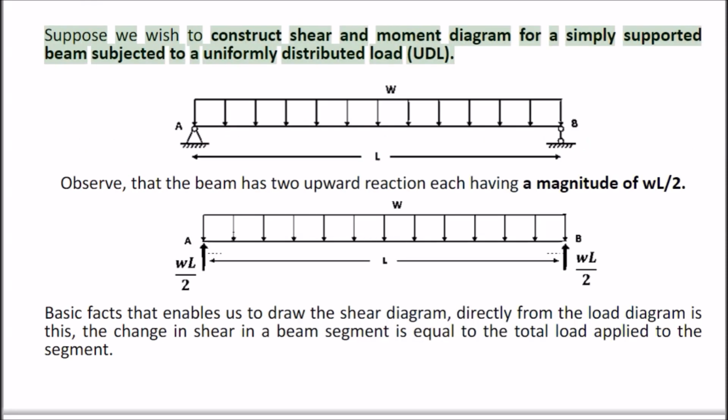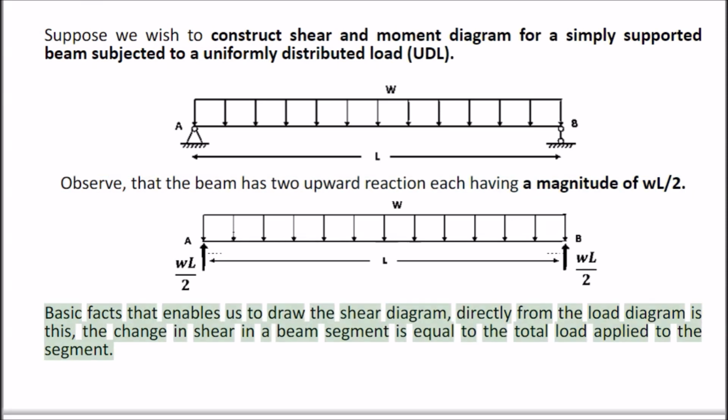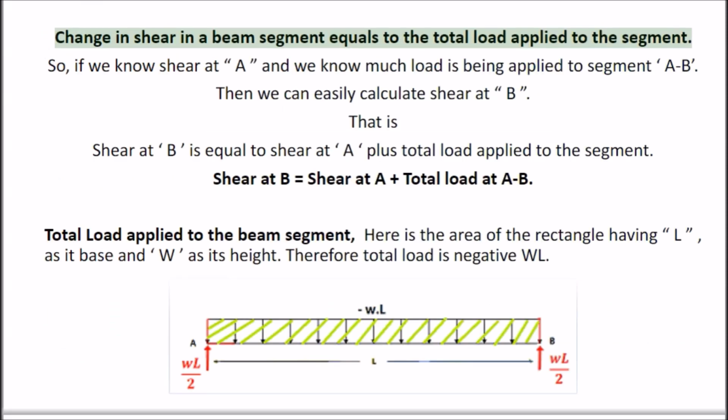Suppose we wish to construct shear and moment diagrams for a simply supported beam subjected to a uniformly distributed load, UDL. Observe that the beam has two upward reactions, each having a magnitude of WL/2. The basic fact that enables us to draw the shear diagram directly from the load diagram is this: the change in shear in a beam segment is equal to the total load applied to the segment.